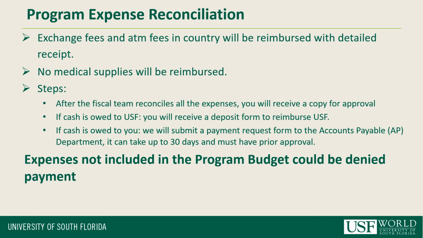After the fiscal team reconciles all the expenses, you'll receive a copy from us for approval. If cash is owed to USF, you'll receive a deposit slip that you can take to the cashier's office, or we can give you a P.O. box that a check can be mailed to. If cash is owed to you, we will submit a payment request to accounts payable, and this can take up to 30 days. And remember, any expenses that you submit that were not in the program budget could be denied payment.